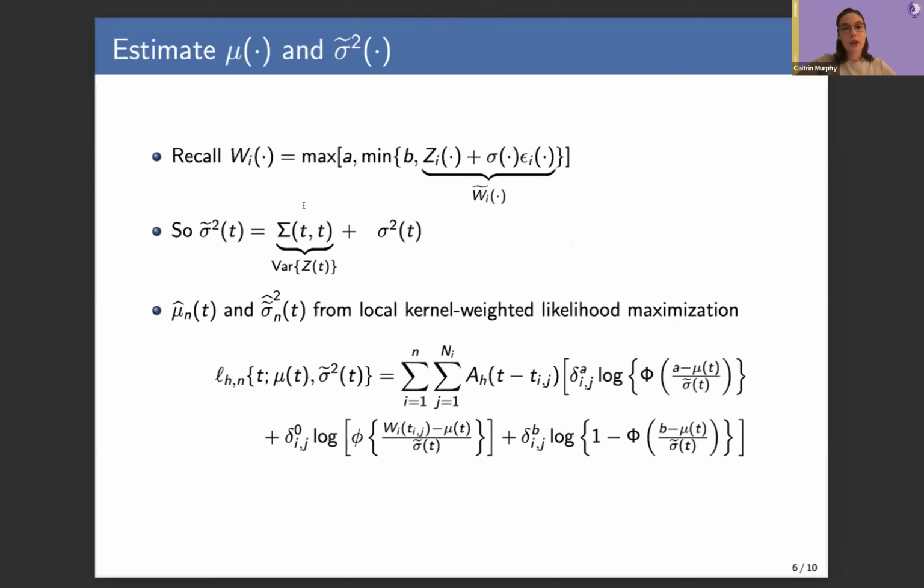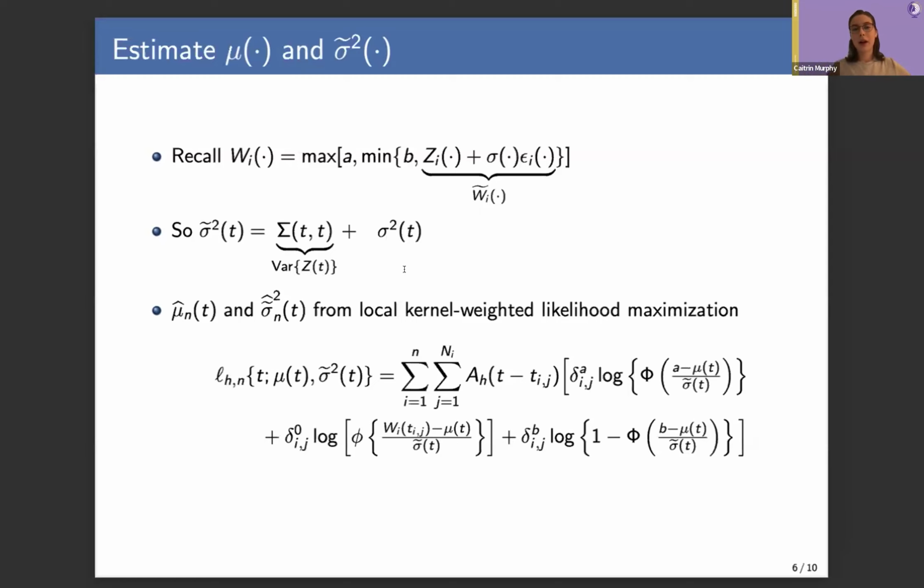Okay, so I just copied and pasted the form of our observed truncated data here. And just for notation, we'll let this Z plus sigma times epsilon sub I be denoted by W tilde. So it's the untruncated process, but with the measurement error. We can notice that the variance of W tilde can be represented in two components: the variance of the underlying process C plus the measurement error variance.